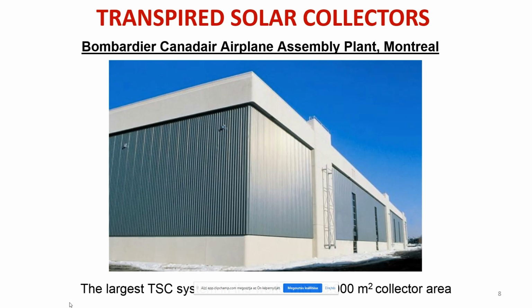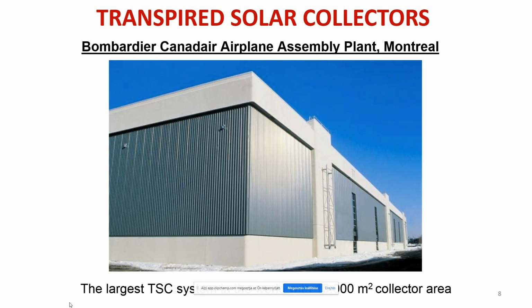The transpired solar collector is a collector that is built mainly for industrial buildings. As you see here in Canada, on the building of the Bombardier aerospace industry, you have 10,000 square meters of solar collector area. And you might be wondering where the solar collectors are here. They are this gray area, which is the absorber itself, and it's covering vast proportions of the building facade.